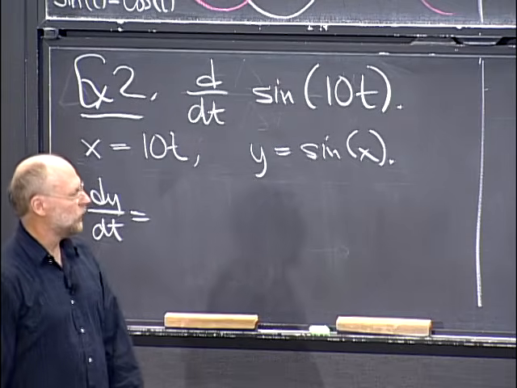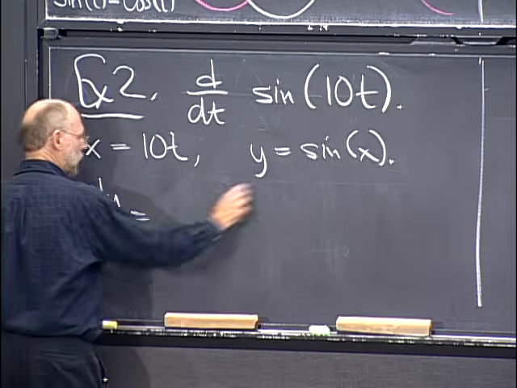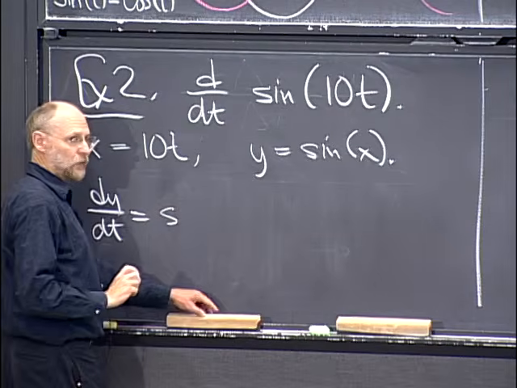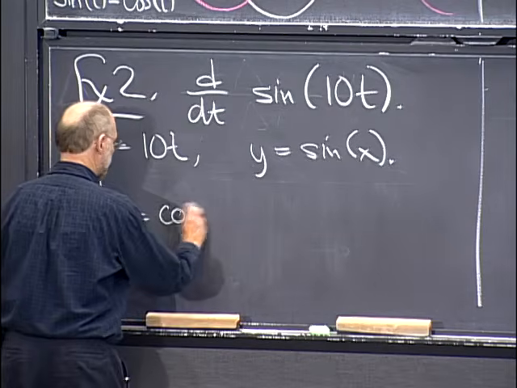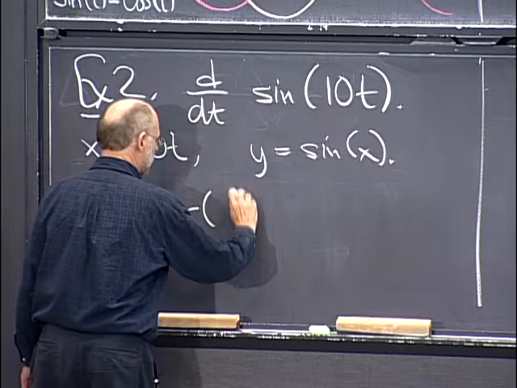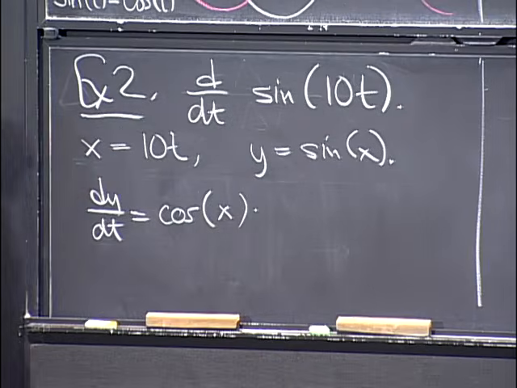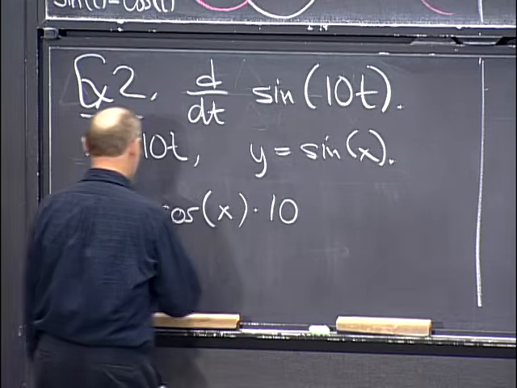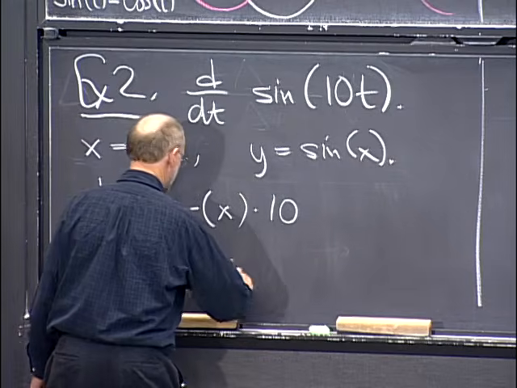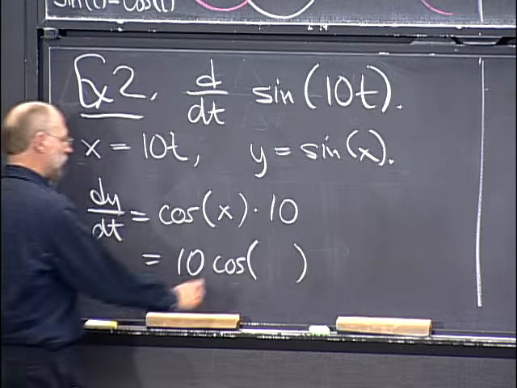I take the derivative of the outside function, and what's that? Sine prime, and we know what sine prime is. So I get cosine of x, and then times what? Now I differentiate the inside function, which is just 10. So I could write this as 10 cosine of 10t, since x is 10t.